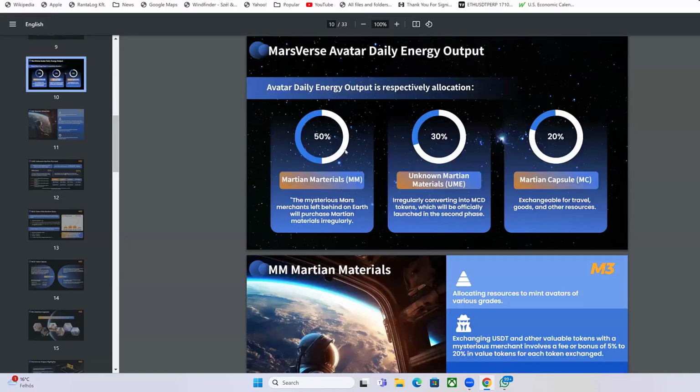Okay. 50% of this energy output is so-called Martian materials, MM. 30% is an unknown Martian materials, which is a UME in the future. And 20% is a Martian capsule. So let me talk to you first about the 20%, okay? And the rest, the attraction part and all this, comes later.